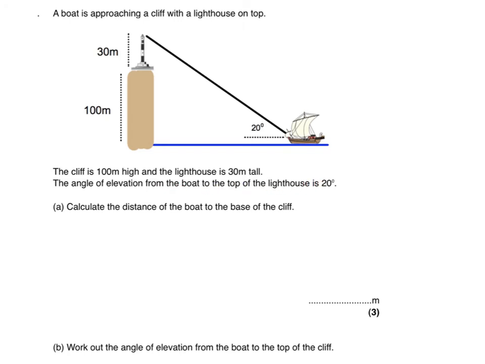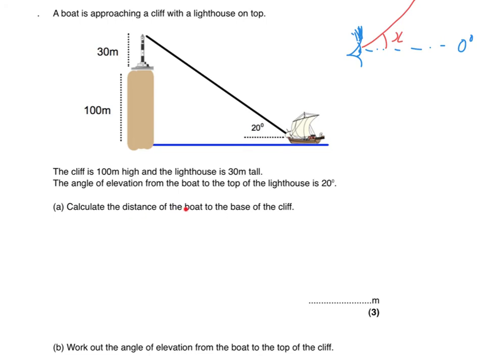The angle of elevation, remember, is if you're looking straight ahead, that would be 0 degrees. That's an eyeball, by the way, and an eyelash. The angle of elevation is the angle you've got to look upwards. So that angle there would be the angle of elevation. So if you imagine yourself on the boat looking forward, you look at the base of the cliff. The angle of elevation is the angle you've got to look up to look at the very top of the lighthouse.